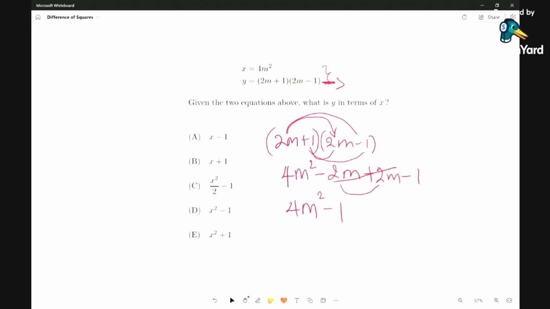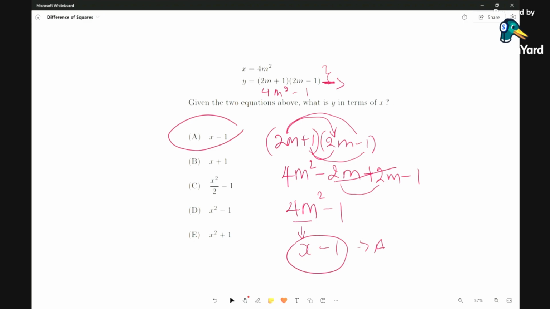And I'll arrive back at my answer, just not as quick as if I knew to say that, oh, this is 4m squared minus 1, just by knowing my difference of squares. And so again, you can see here that we can plug this in for x. So this becomes x minus 1. And again, we'll arrive at answer choice A.